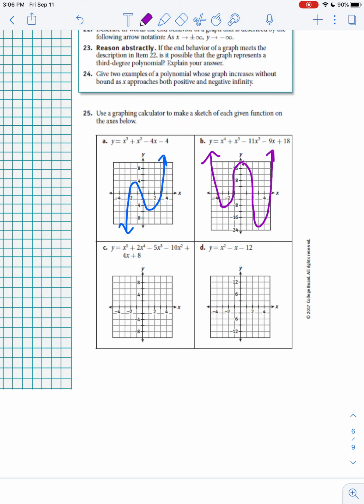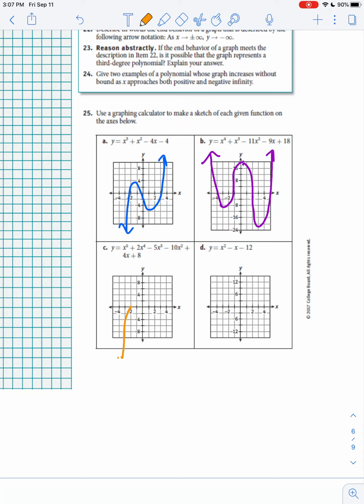Okay. Now, on C, we actually have a fifth degree. So x to the fifth plus 2x to the fourth minus 5x to the third minus 10x squared plus 4x plus 8. Okay. Now this one, when you graph it, looks a little funny because we've got all these dips, okay? But it starts kind of low.